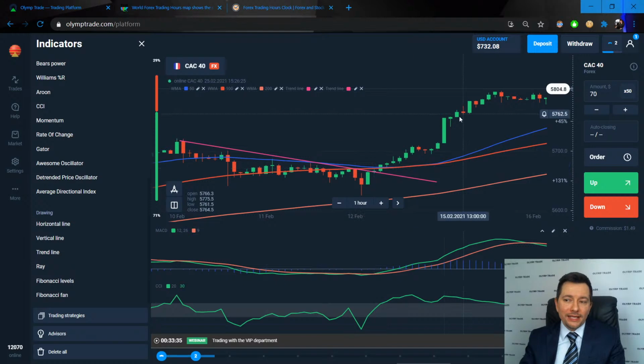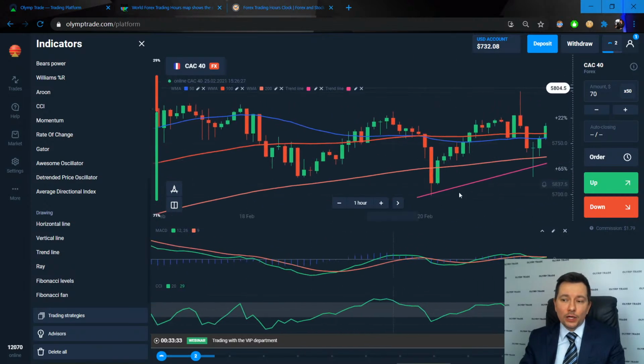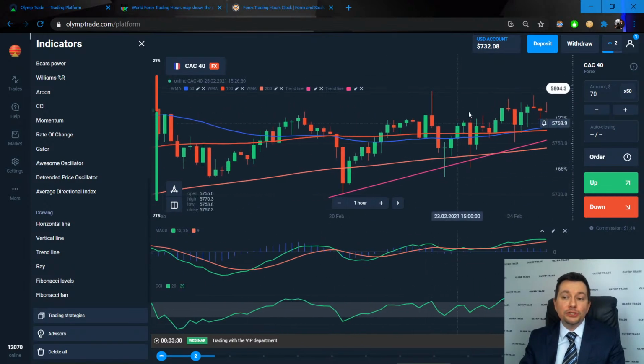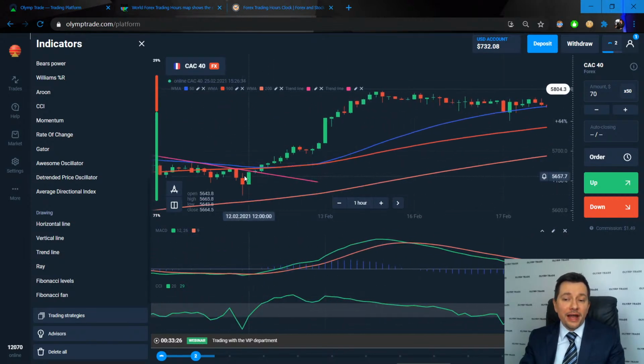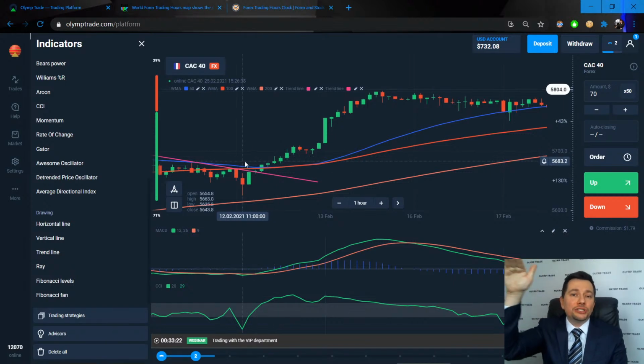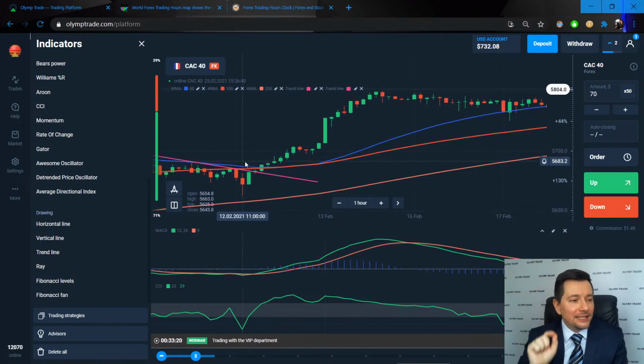Not only did we break out, so it's not a quick breakout like this, and then we shoot back up. It's a breakout that on the hourly graph draws an entire candle outside of the range of our trend line. That is an indication that the trend has changed.